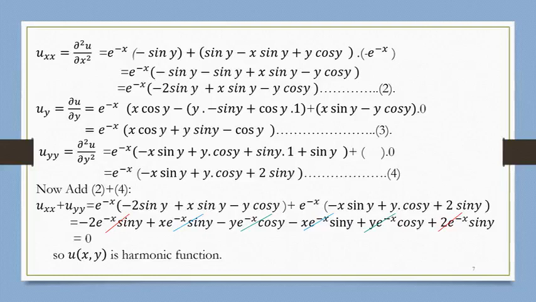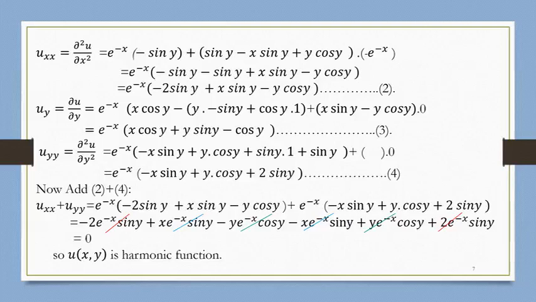Now we find the derivative of the function u with respect to y. So this is the first partial derivative. Del u over del y is equal to e to the minus x times the same y, a product of two functions. So we get this result: e to the minus x cosine y minus y times minus sine y plus cosine y times 1, because this is a product of two functions. So apply the product rule, plus the second term multiplied by the derivative of e to the minus x with respect to y, and this is equal to 0. We get equation 3: e to the minus x times cosine y plus y sine y minus cosine y.